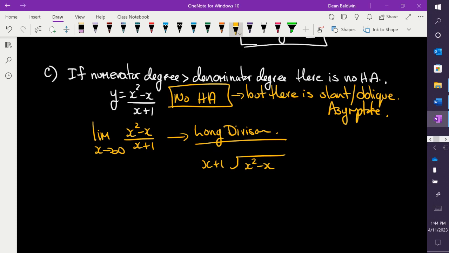All right. So we ask ourselves, how many times does x go into x squared? X times, right? What do I multiply x by to get x squared? X. I will post a video on how to do long division of polynomials. So x, and then you take that variable and multiply it by x, and I get x squared, and you multiply it by 1, and you get x, right?